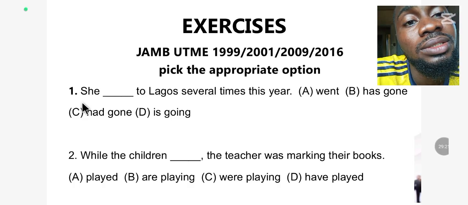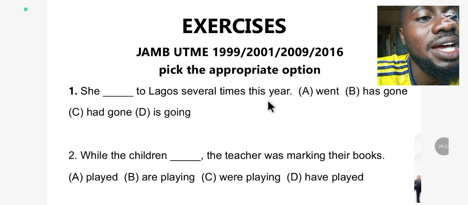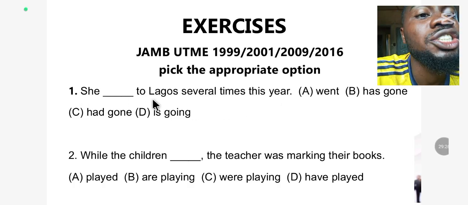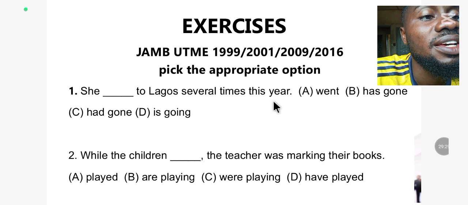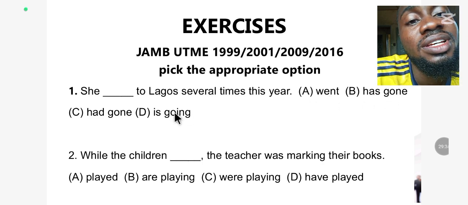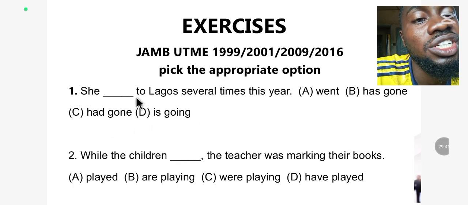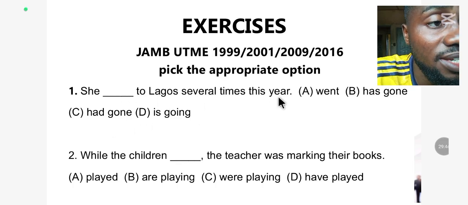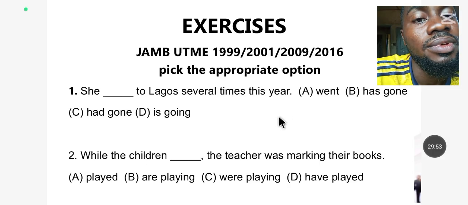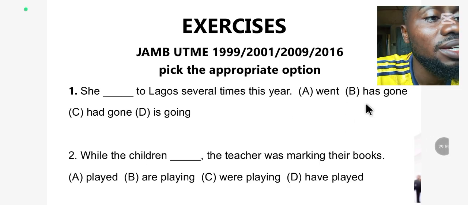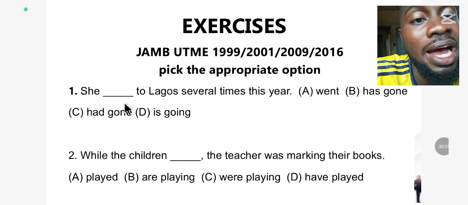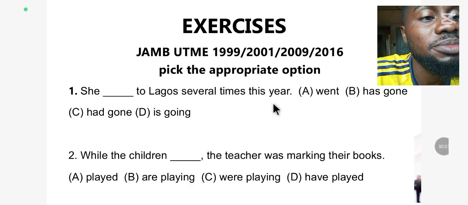Number 1. She dash to Lagos several times this year. A, went. B, has gone. C, had gone. D, is going. What's your answer? You answered right. B, has gone is the right answer. She has gone to Lagos several times this year.